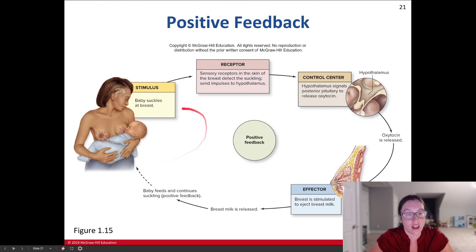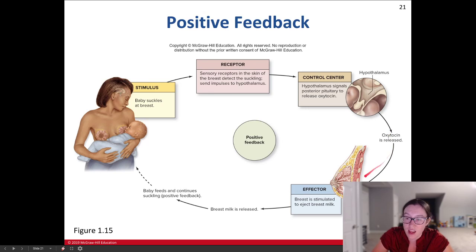And so we can see breastfeeding here. We've got the baby suckling at the breast. We have sensory receptors in the skin of the breast that detect the suckling, and that sends an impulse up to the control center, which is the hypothalamus in the brain. The same control center as we had for body temperature. The hypothalamus does a lot. We'll talk about that in the nervous system. It's going to signal the posterior pituitary gland to release that same hormone we talked about, oxytocin.